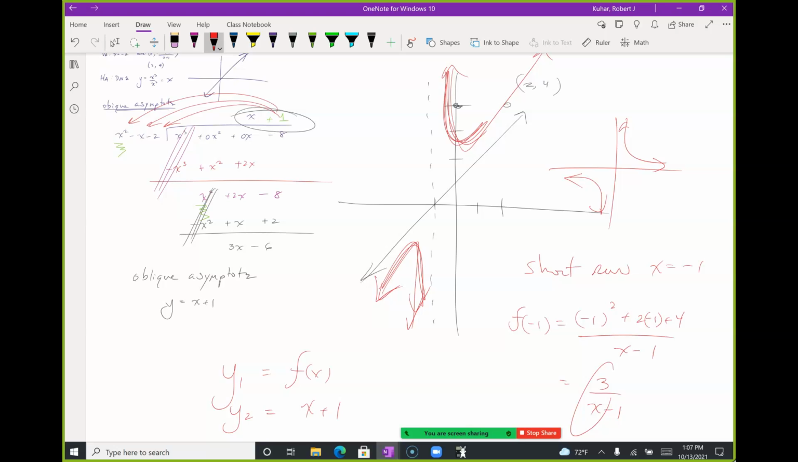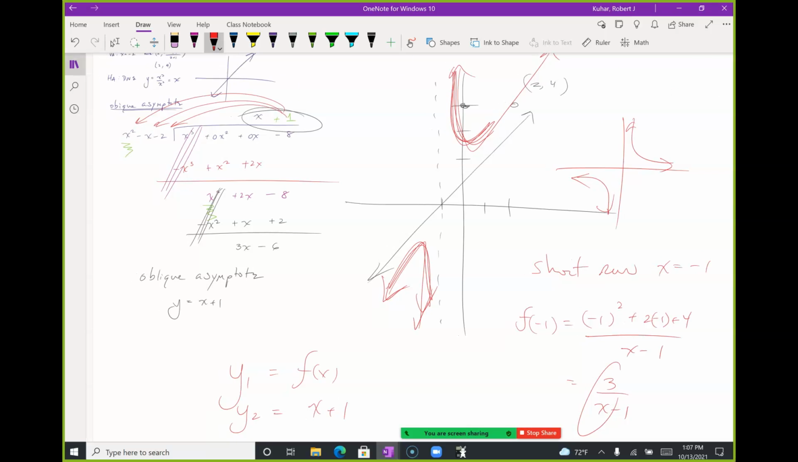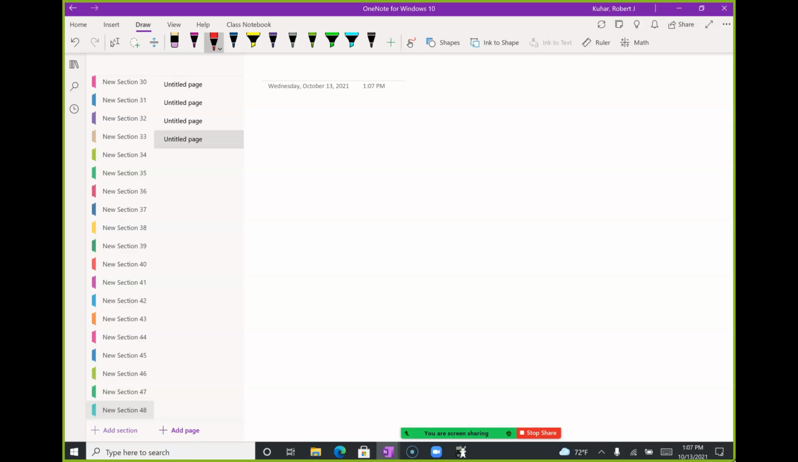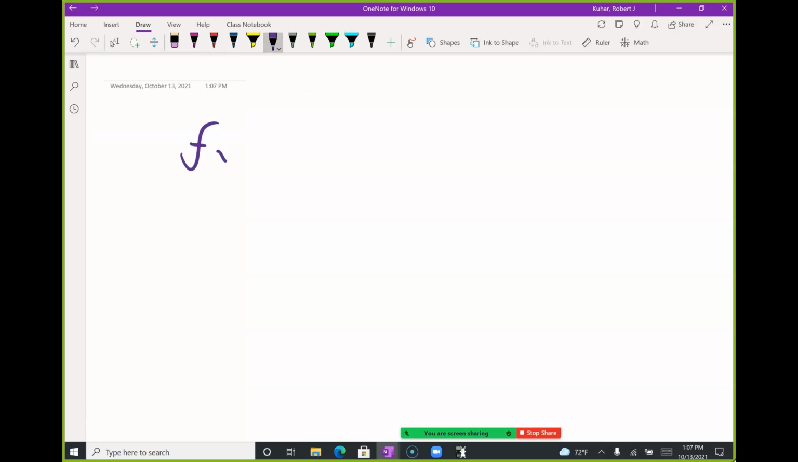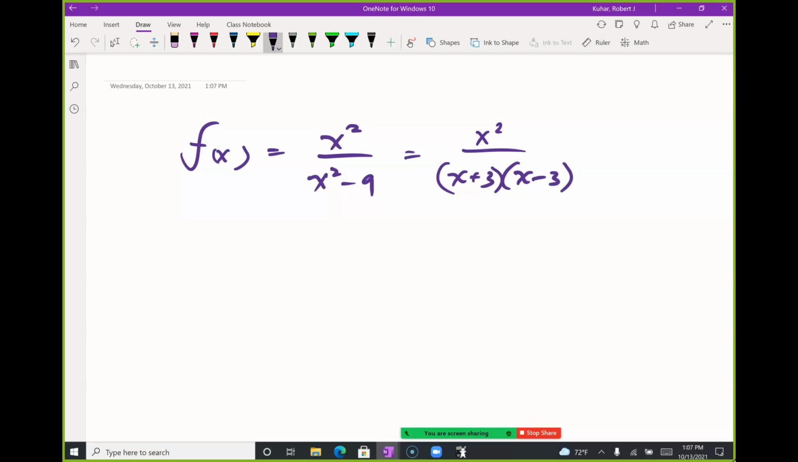Yeah, nice. So this one, I'm not going to give you a graph. I'm just going to give you a function. But let's look at that function that Isaiah sent me here. Isaiah sent me the function f of x equals x squared over x squared minus 9. Perfect, right? So we should be able to do the same thing. This is x squared over (x plus 3)(x minus 3). And you can see I have vertical asymptotes of x equals plus or minus 3.